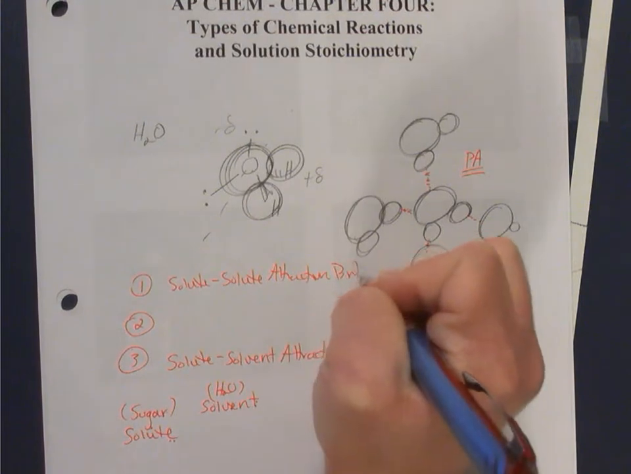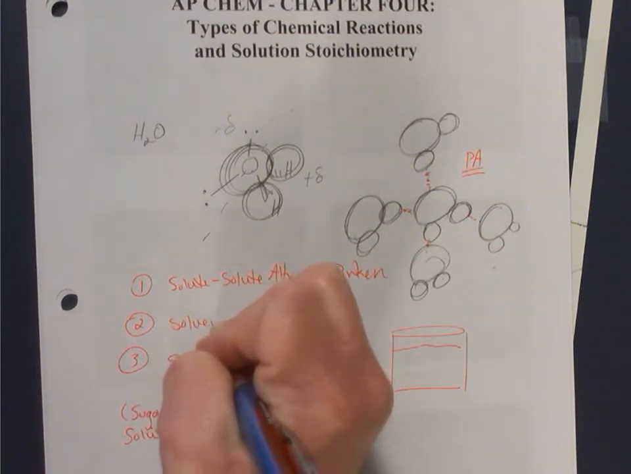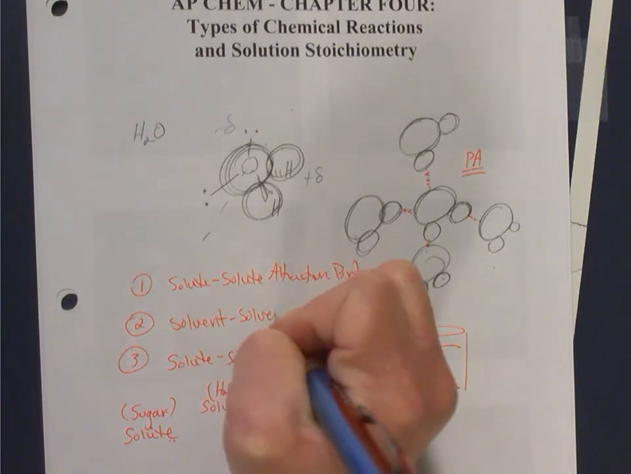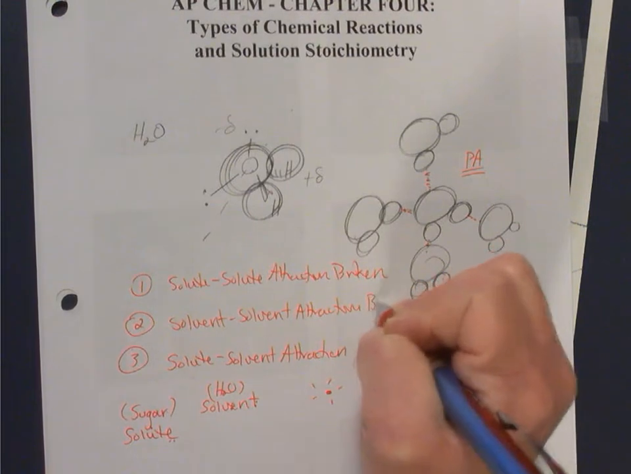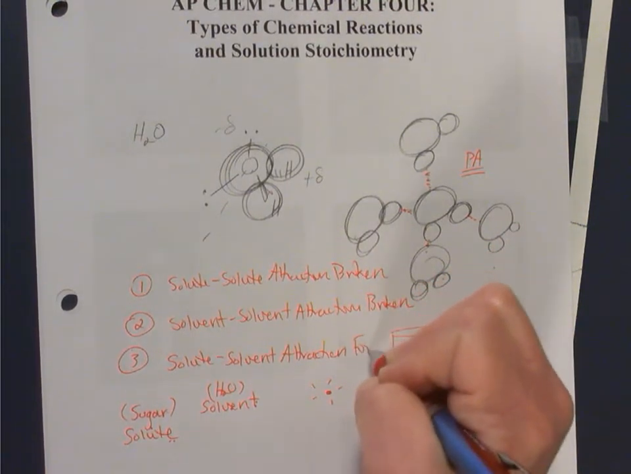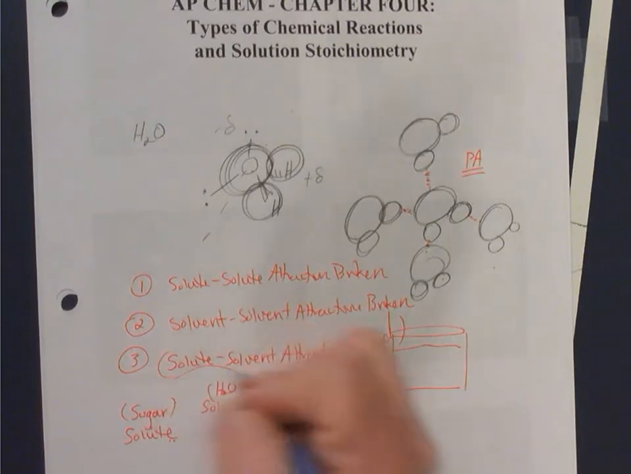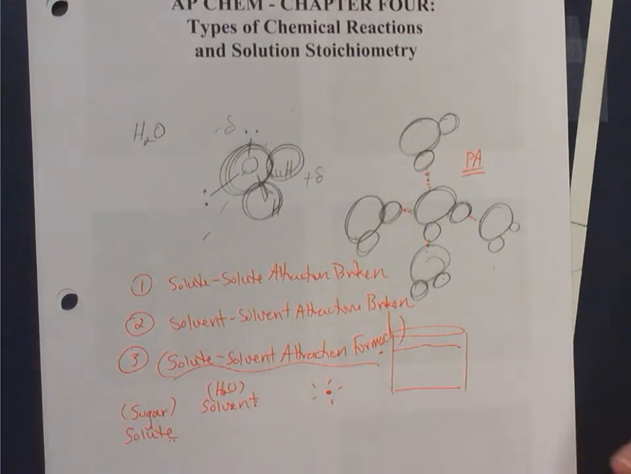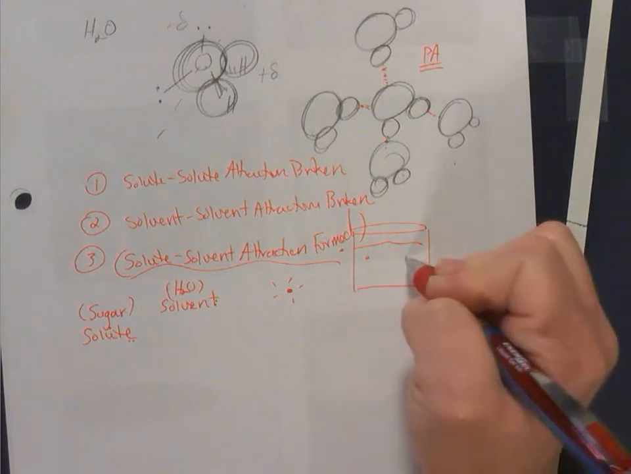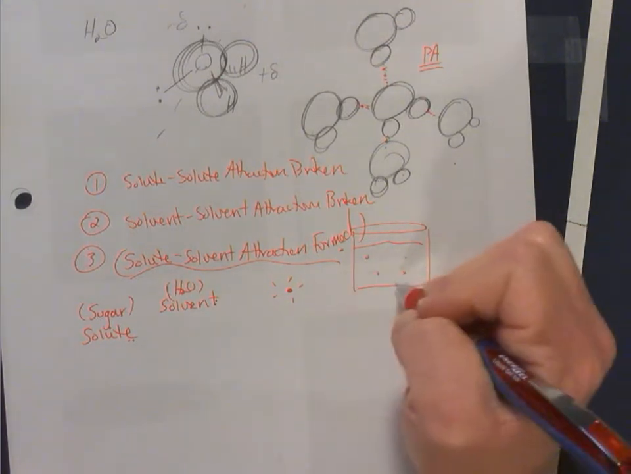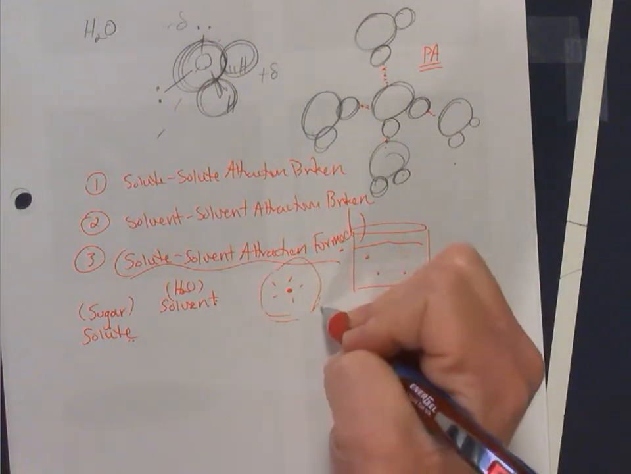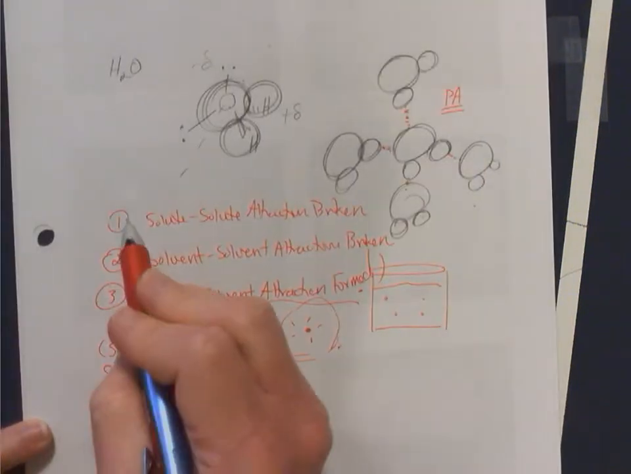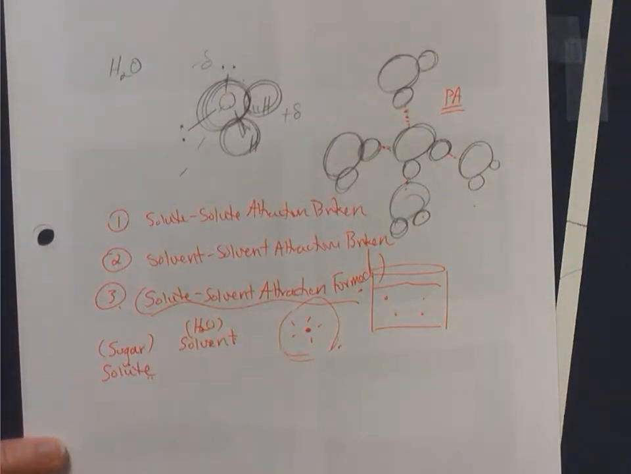Solute-solute attraction broken. Solvent-solvent attraction has to be broken. And then the solute-solvent attraction can be created or formed. And this should be the payoff. This is the reason why. So in this homogeneous mixture, we're going to have the solute surrounded by solvent. Each of these is called a solvation sphere or a solution sphere, these being the three steps of solution formation, or solvation.